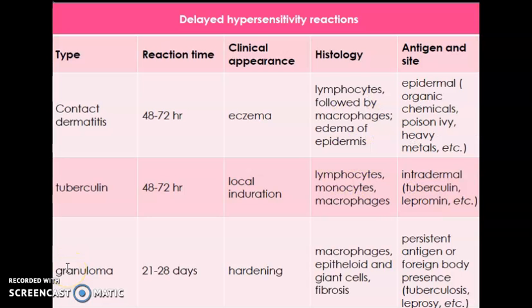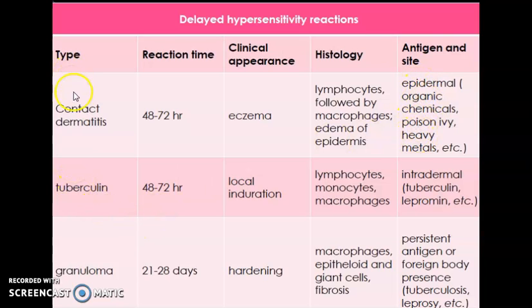The common diseases in delayed hypersensitivity reactions include: the first one is contact dermatitis. In this, the reaction time is between 48 to 72 hours, and the clinical appearance is in the form of eczema. The histology, or the microscopic anatomy, includes lymphocytes, followed by macrophages and edema of the epidermis, and the antigen and site are in the epidermal area. It is due to organic chemicals, poison ivy, and heavy metals.